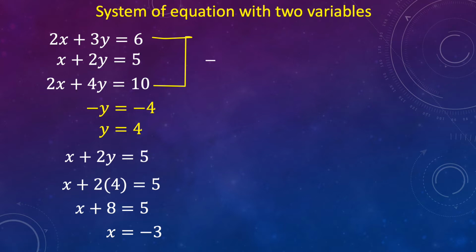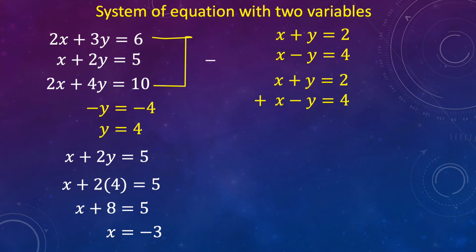Let's see example 2. We have x plus y equals 2 and x minus y equals 4. In this case, we don't need to multiply any constant here because both x and y have the same coefficient. For example 1, I already eliminated x, so now I'm going to eliminate y. To eliminate y, you see the symbol first. Coefficient we know already is 1 and 1. So the symbols are positive and negative, opposite or different symbol. Therefore, we add these two equations together.